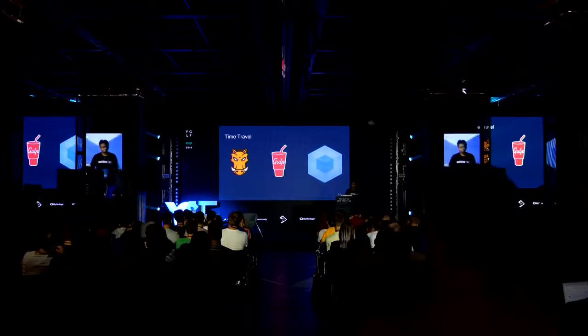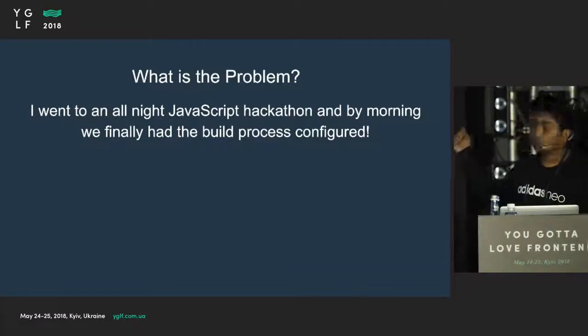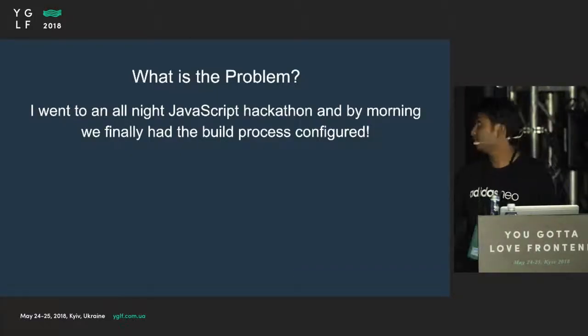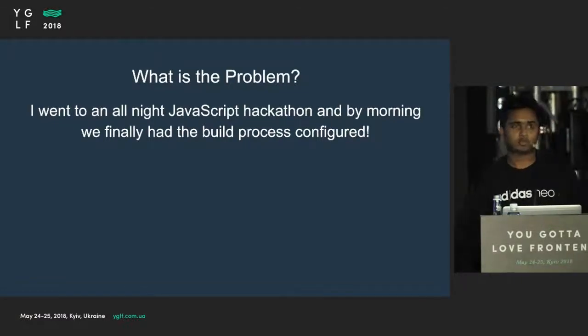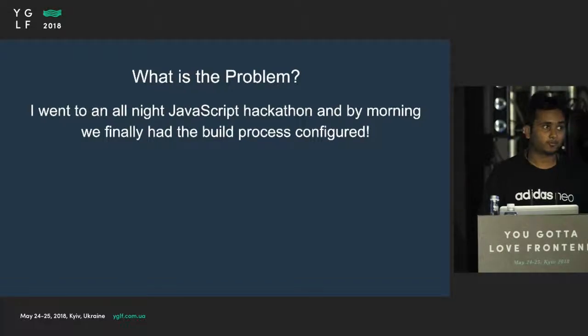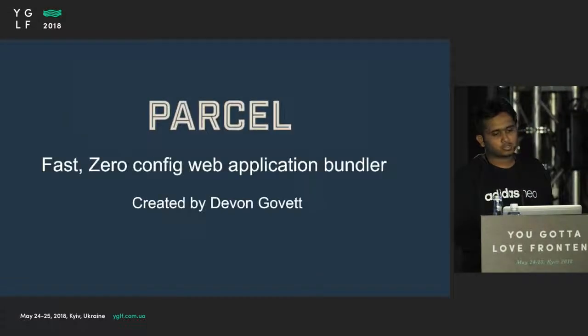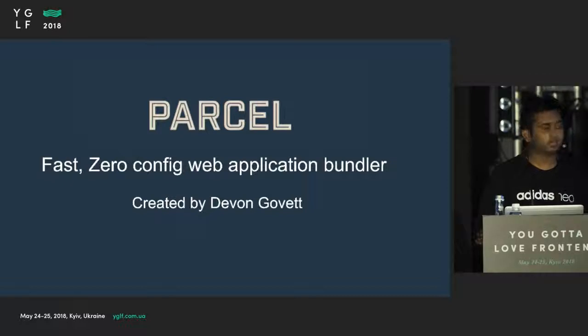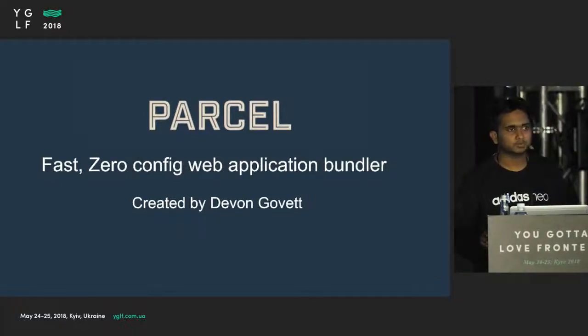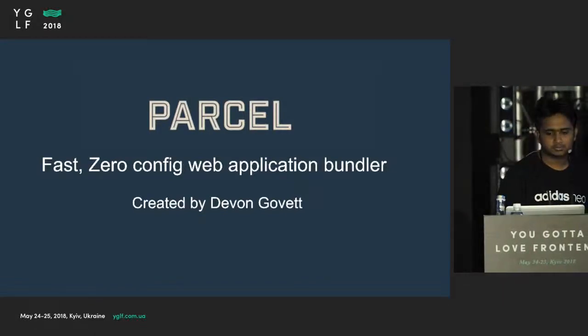But what's the problem here? I read this on Reddit: I went to an online JavaScript hackathon, and by morning I could only figure out the build process. So you can understand the problem, I guess. So there comes Parcel. Parcel was launched recently by Devon in December. It's a blazing fast, zero-config web application bundler. So you really do not need any configuration to get started with this.